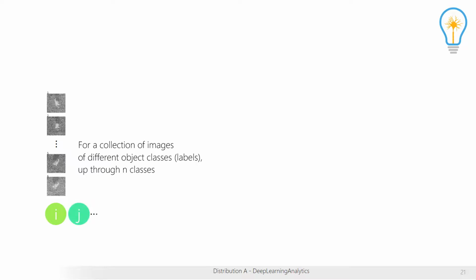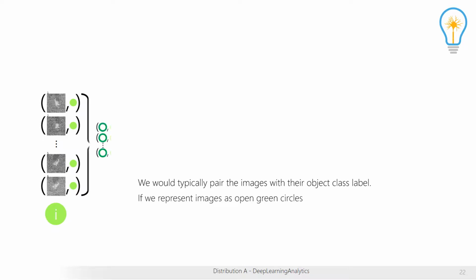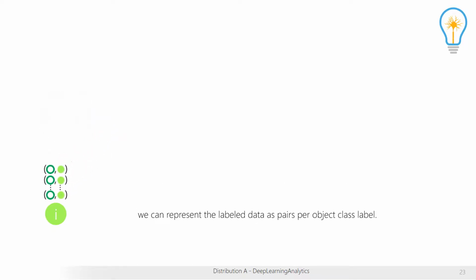A common deep learning task is to label images to describe what object class is in each image. For a collection of images of different object classes, or labels, here we'll denote each distinct object class using a filled colored circle. So we can have up through n different kinds of objects. And we would typically pair the images with their label. The images are represented as open green circles, which means that the label data can be separated as pairs per object label.